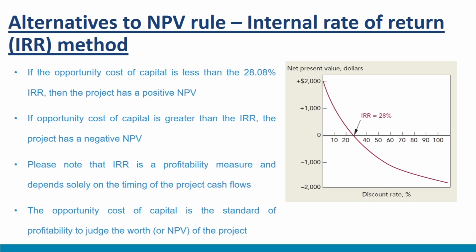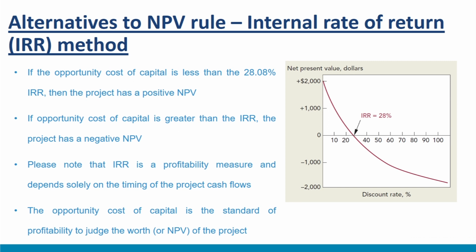Let us examine this in more detail. What happens to NPV as discount rate changes? Although we already know that NPV becomes 0 at IRR equal to 28.08%, this is shown here in the diagram as well. In the diagram, we can easily see that if opportunity cost of capital is less than the 28.08% IRR, then the project has a positive NPV.